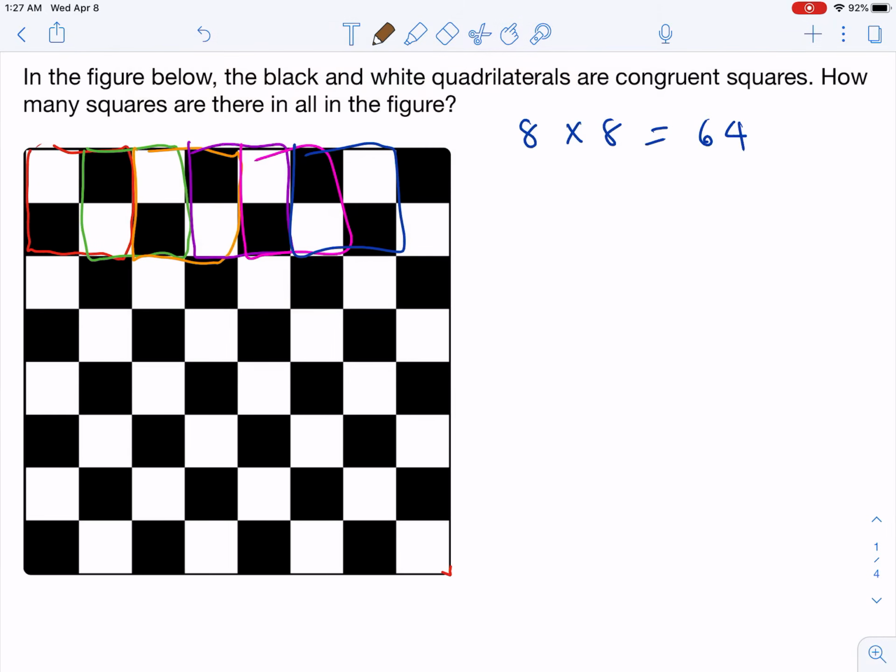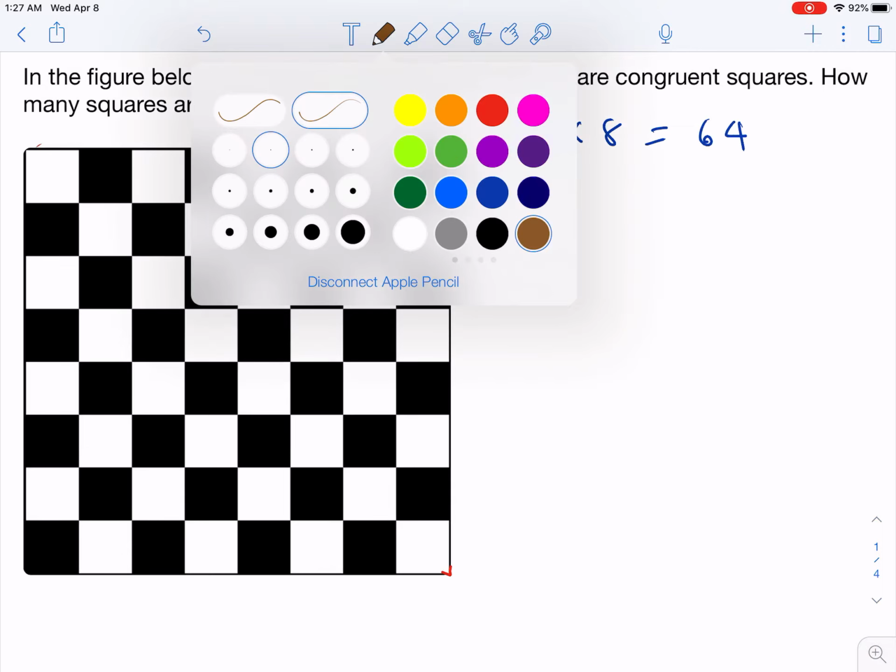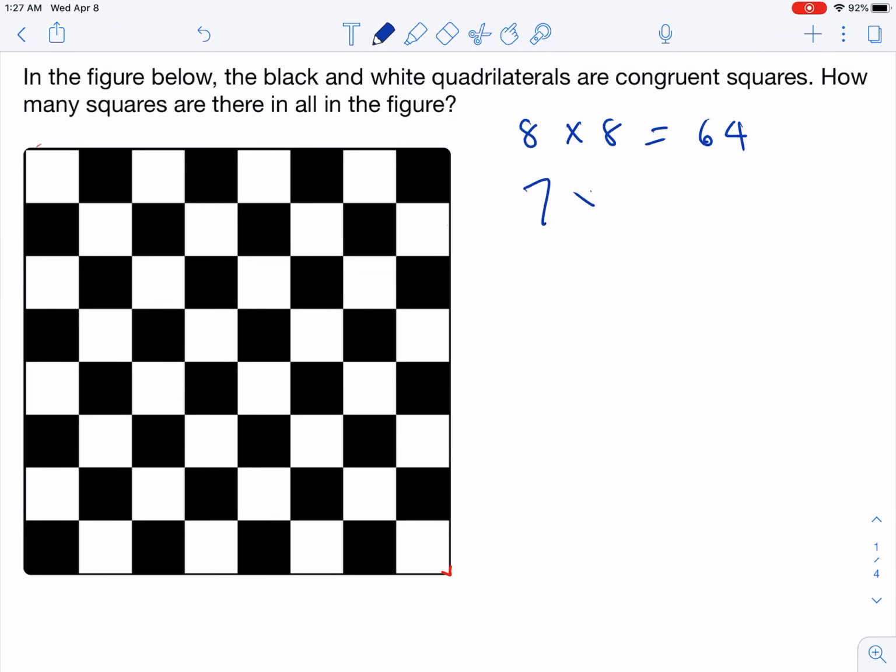So there are 7 2 by 2 squares. Pag 7 yung pag ganon, 7 din yung pababa. Kasi square naman yung buong board. So, 7 by 7, ilan yun? 7 times 7, there are 49.